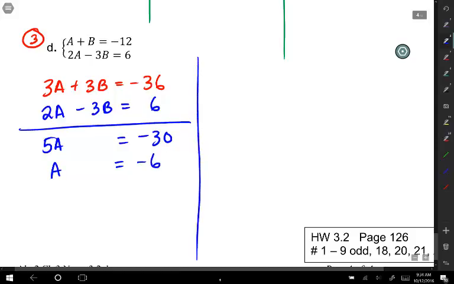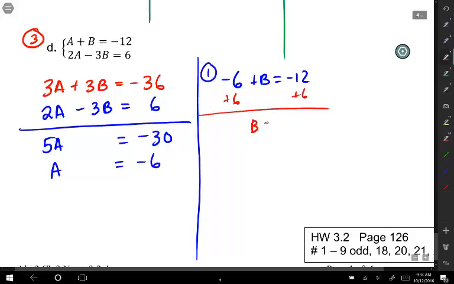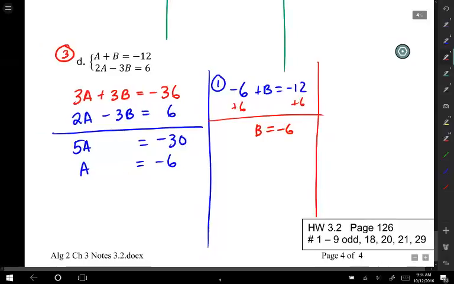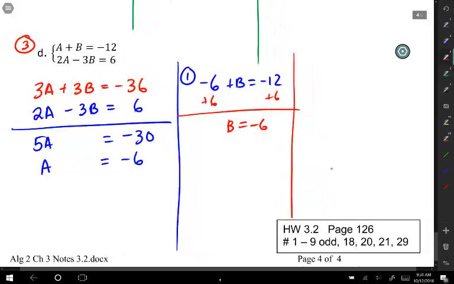I'm going to go with equation 1. Wait. Oh, never mind. Okay. Negative 6 plus B equals negative 12. I always struggle with negatives a little bit, so I need to physically write out my steps. So B equals negative 6. Ooh. That seems suspicious. It's just when you get the same thing twice, it just always seems suspicious to me. You should not be suspicious. You should be trusting.